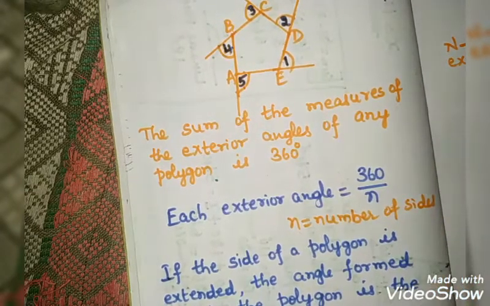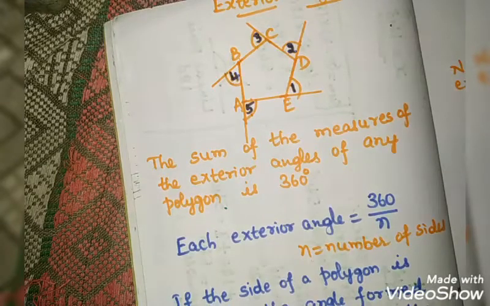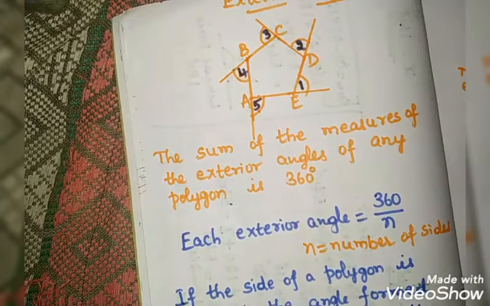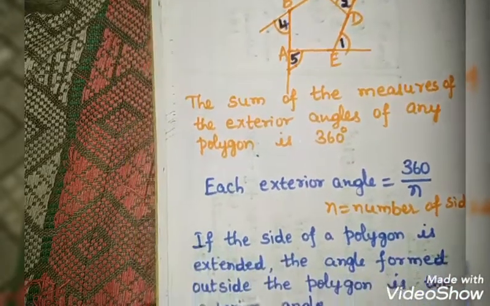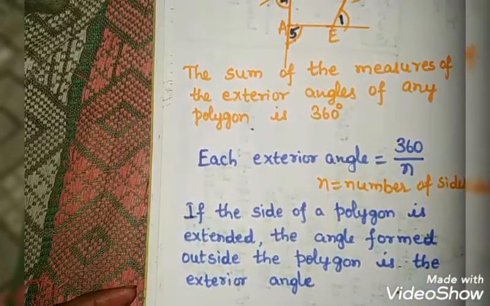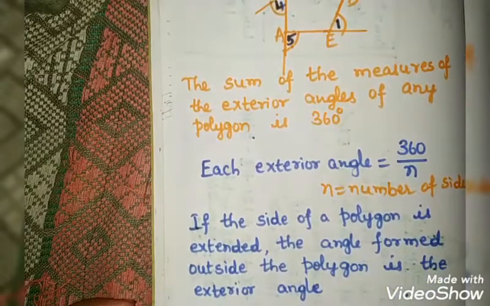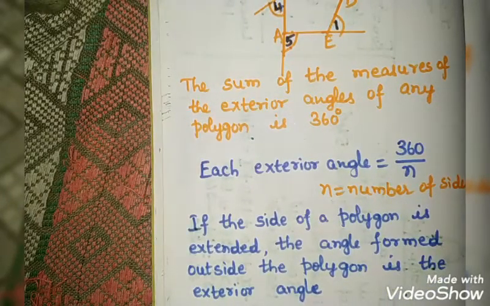What is the sum of the measures of the exterior angles of any polygon? It is always 360 degrees for all the polygons. Understanding, no? I hope you understood the concept of exterior angles. So, what is an exterior angle? If the side of a polygon is extended, the angle formed outside the polygon is known as an exterior angle.